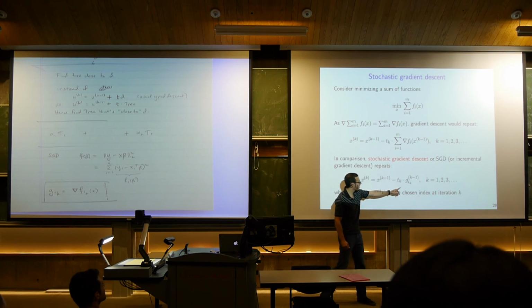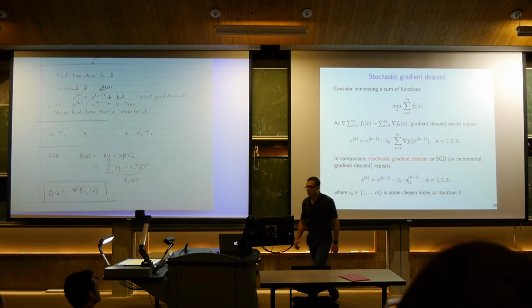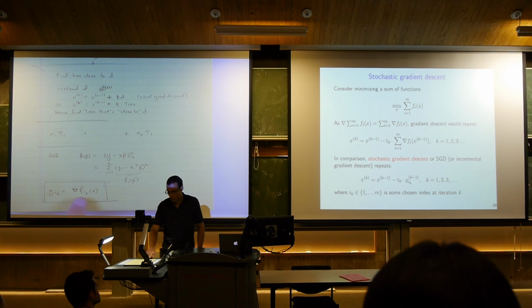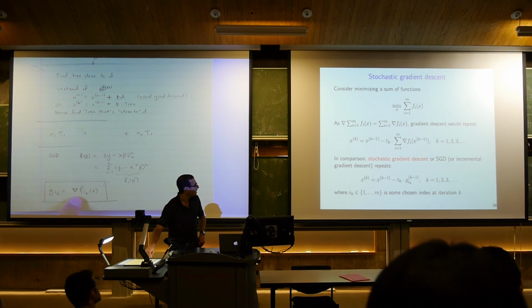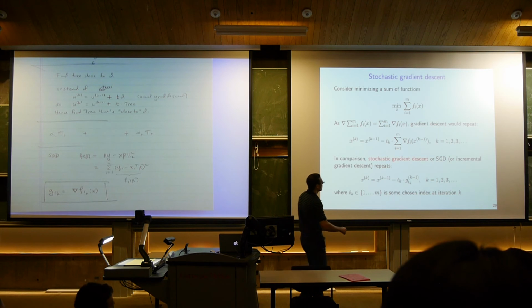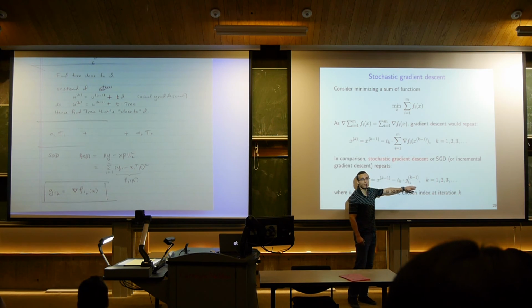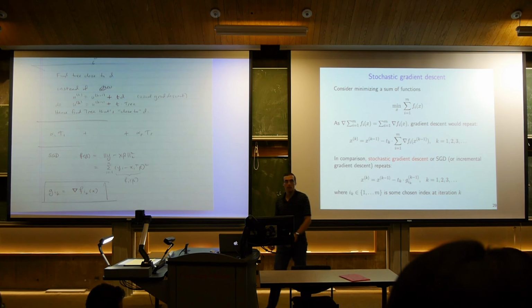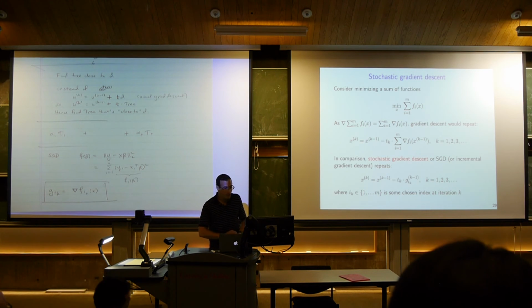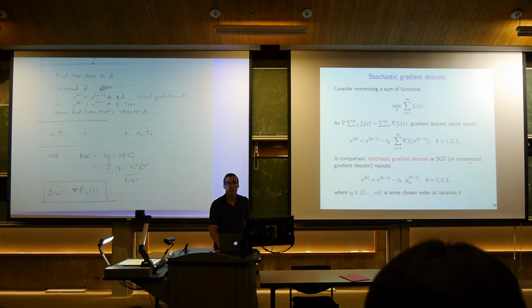I evaluate the gradient at that function, and instead of adding up the gradients from all the functions, I just take that function to determine the direction in which I'm going to move. Okay, it's a very simplified version of stochastic gradient descent. It's the simplest form.